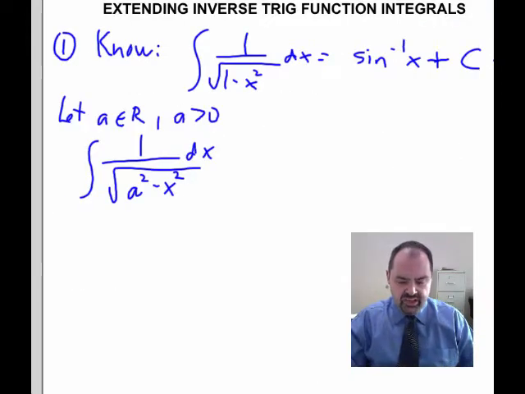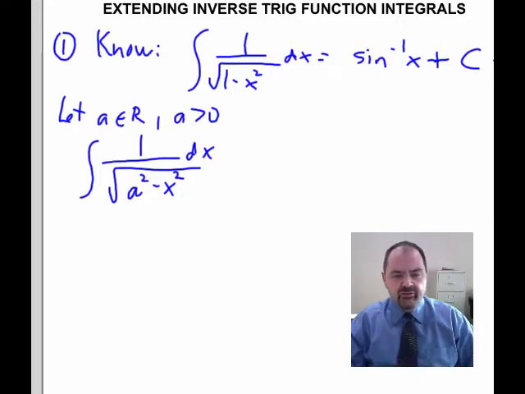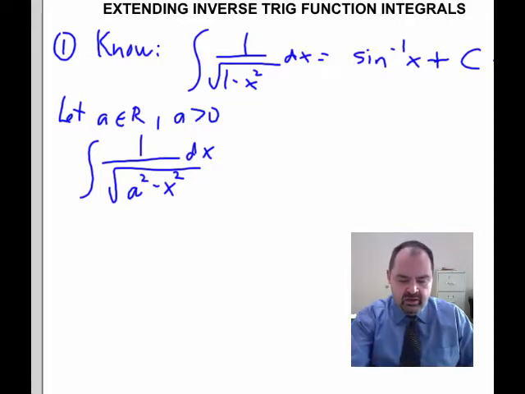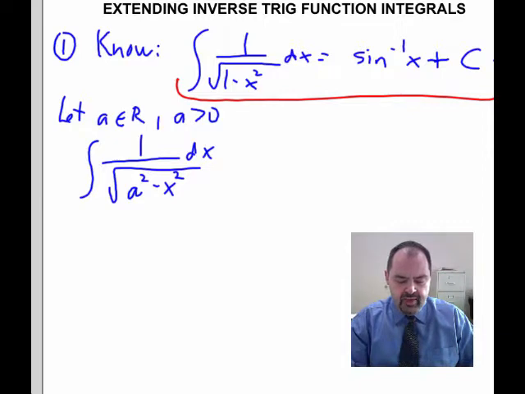So now I want to extend the inverse trig integrals, which there are three important ones, and make them just a little bit more general. We know this integral, the inverse sine of x. What I want to do to make this a little bit more general is, what would I do if instead of having 1 minus x squared I had just a general number minus x squared?